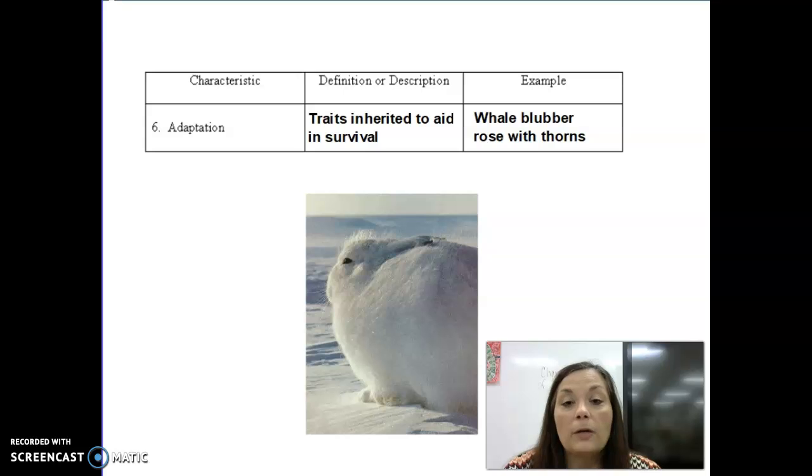the cold. Okay, remember, your adaptations are only as good as the habitat you live in, because if we brought her to North Carolina and let her loose, she'd probably die because of those adaptations. Okay, so adaptations help you survive, only good in your habitat.